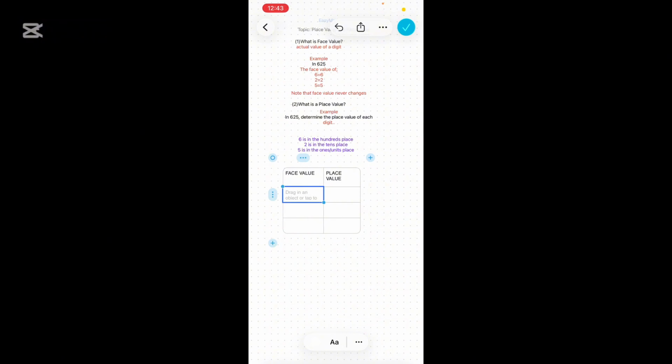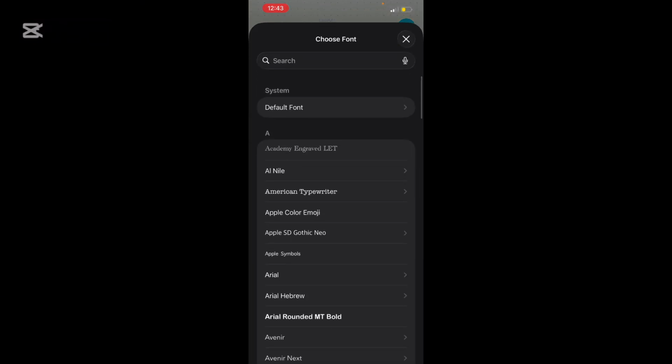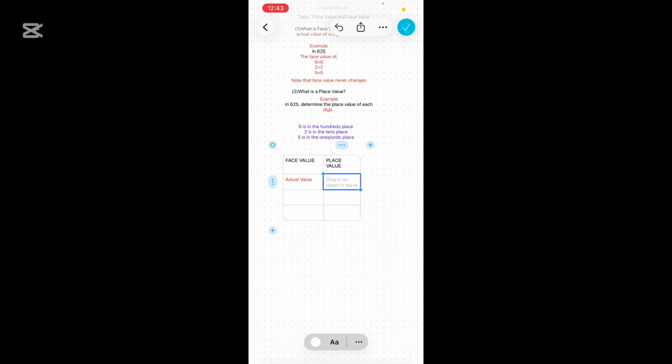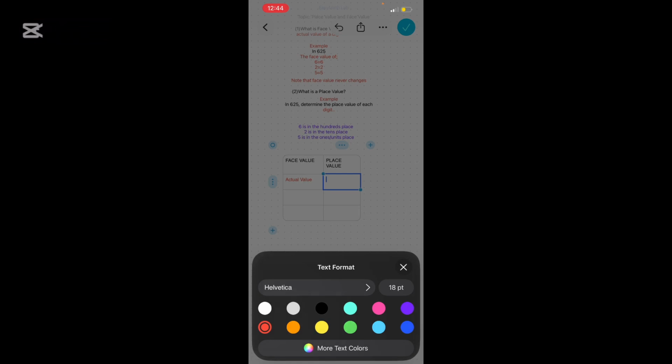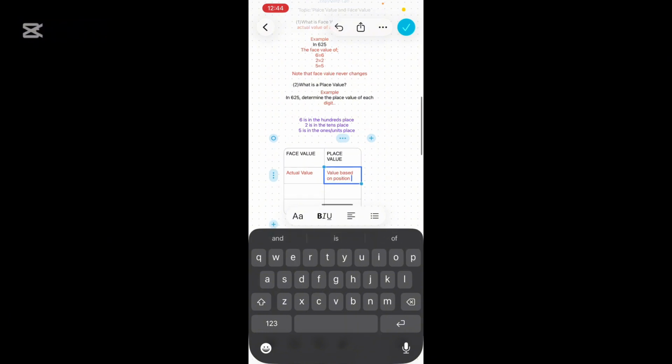So the first difference here is, face value is the actual value of the digit in a number, and place value is the value of a digit based on its position. Value based on position.